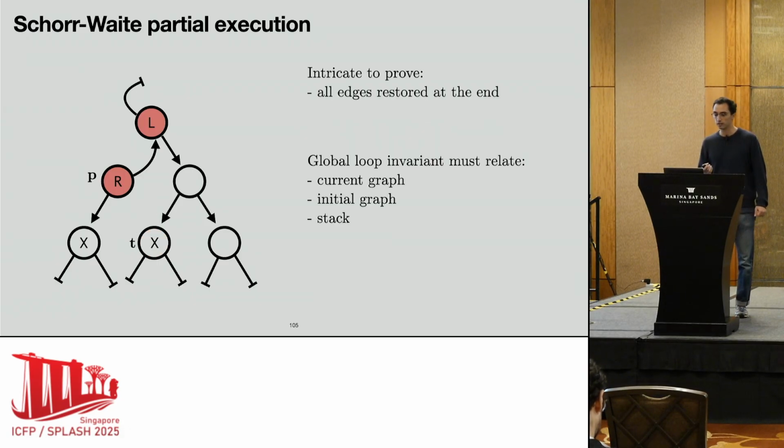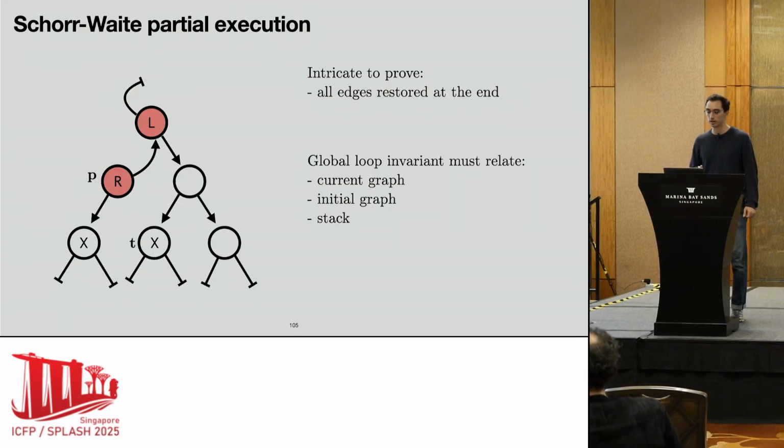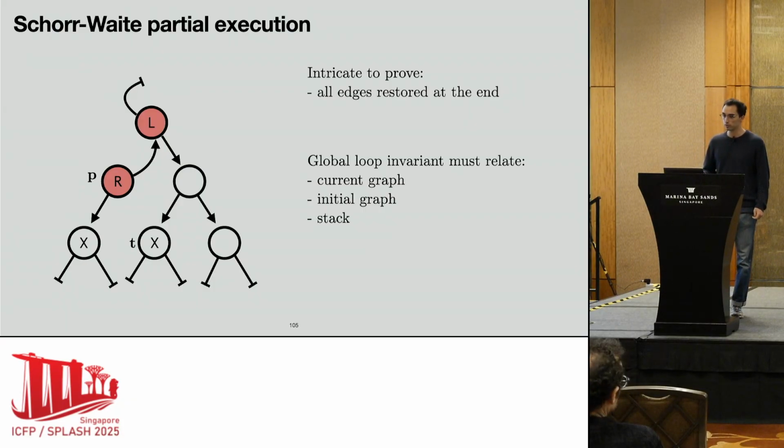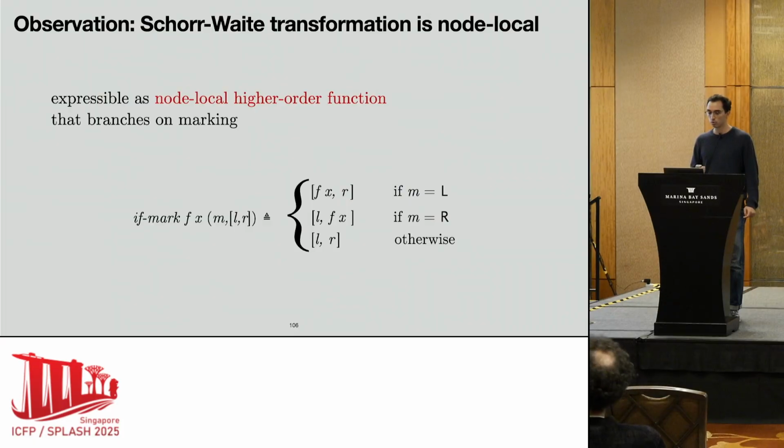So in the end, an intricate thing to prove as a postcondition is that all the edges are restored back to their initial position. For this, we need a loop invariant that relates current graph, initial graph, and the stack. Remember, we want to encode this as a morphism in order to reason locally about it. So the first observation that we make is that the key transformation of Schorr-Waite, that of reversing the edges, is node local. So it's expressible as a node local higher order function that branches on the marking.